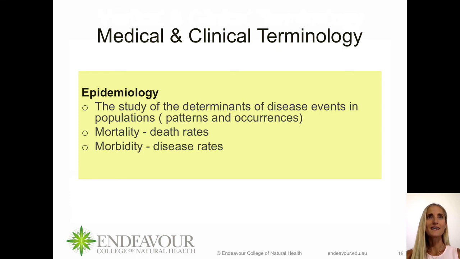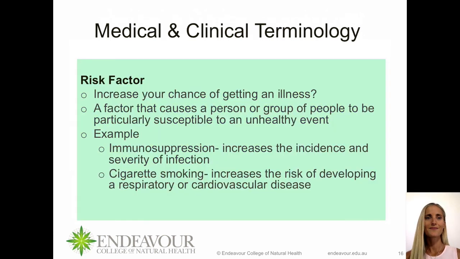Now, epidemiology is the study of determinants of the disease. So who is more likely to have this disease? An example would be a hereditary blood disorder that affects hemoglobin production, called thalassemia. It's a lot more common in the Mediterranean population. So this is an ethnic marker of epidemiology, but it could also be that it's more common in males or females or children. Mortality is the death rate caused by the disease, and morbidity is the disease rate. So, for example, celiac disease is seen in about 1 in 70 Australians.